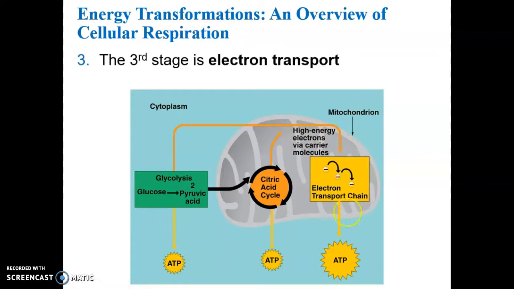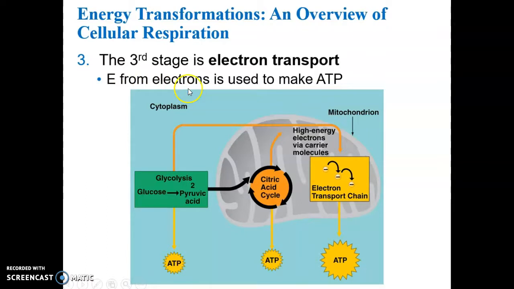And as you see here, the large ATP symbol, most of the ATP that's produced from the breakdown of glucose, blood sugar, is through the steps of the electron transport chain. And that was the video that showed that little turbine moving. We'll talk about that. All right, and that's also within the mitochondrion.